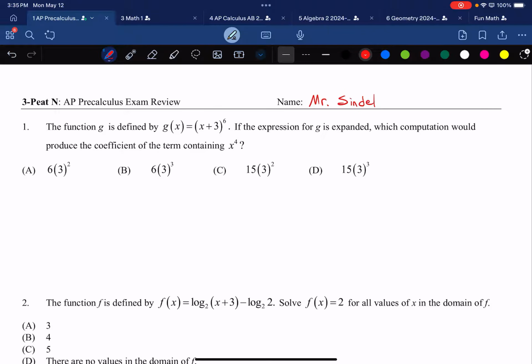And number one, we have this g of x function, which is to the power of 6. Oh boy. And we need to expand it, and we're looking for the term containing x to the power of 4. So it's important to note we don't need to do the full expansion, only the partial expansion with this x to the power of 4. So while I can solve this problem a little bit quickly, I want to explain how to do this problem a little bit more in depth.